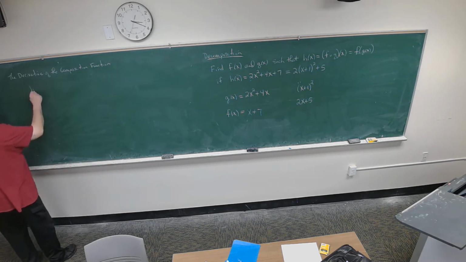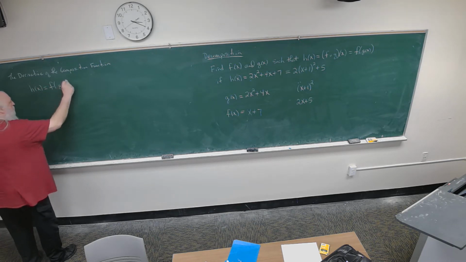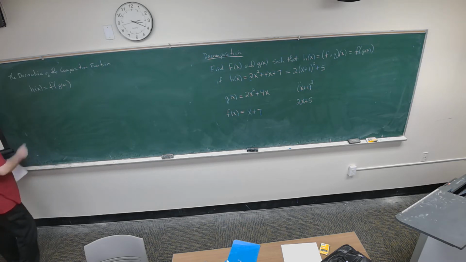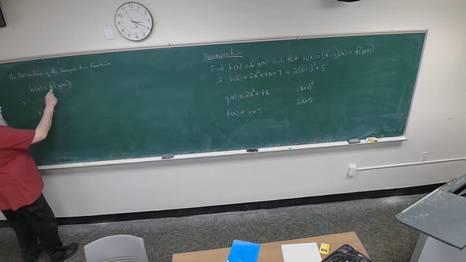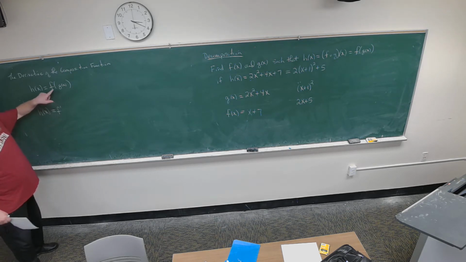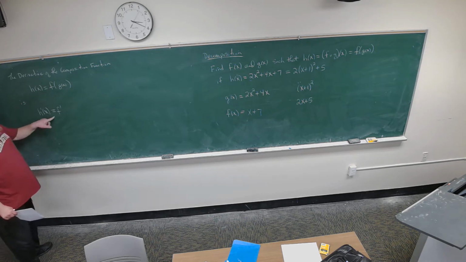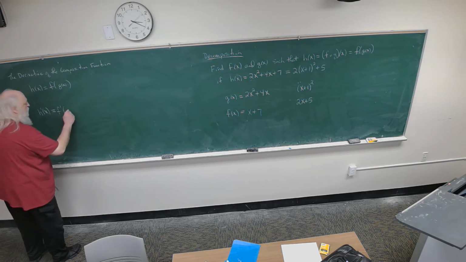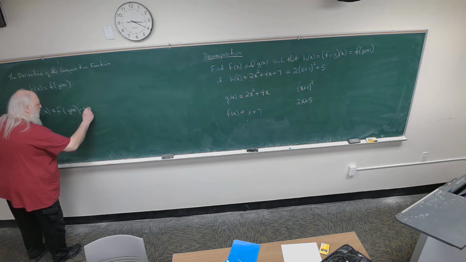So we have h of x is equal to f of g of x. The derivative of that composition function h of x is h prime of x, and that's equal to f prime. Now remember, f of g of x, this is the function f being evaluated at g of x. And so h prime of x is equal to f prime of g of x times g prime of x.